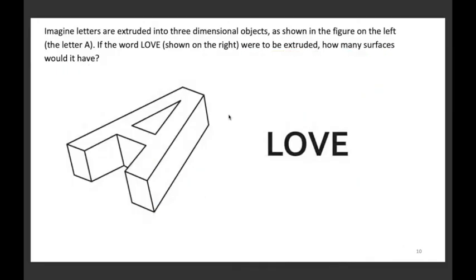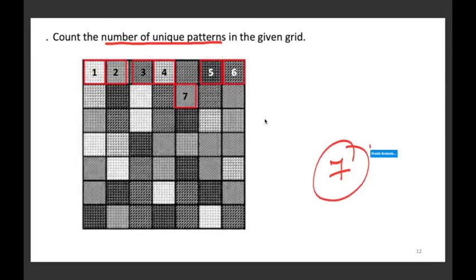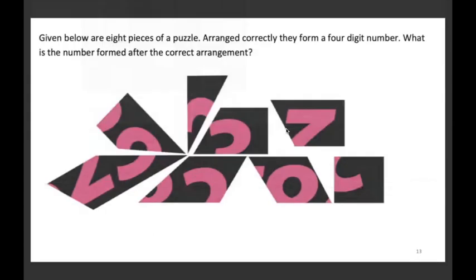Okay, we'll move to the next one. You're given here a diagram. You have to count the number of unique patterns that are given in this figure. Okay, so the number of unique patterns that are there in this figure are 7. 7 unique patterns which are listed here. Okay, we'll move to the next one.